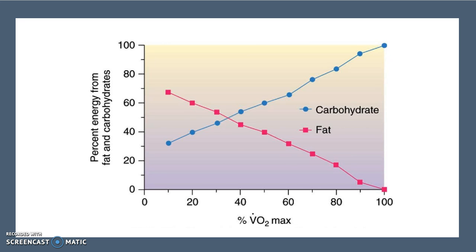Fat does have a greater amount of energy, but carbohydrates are more fully utilized at a higher intensity because our body is able to break them down and process them a lot faster. So the higher the intensity, the higher the carbohydrate usage. The lower the intensity, the more that fat is used.